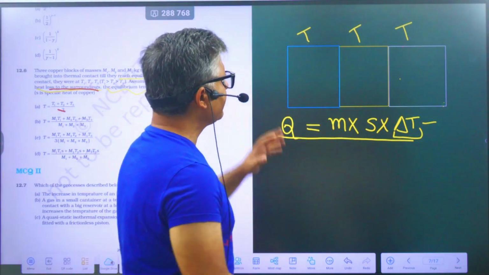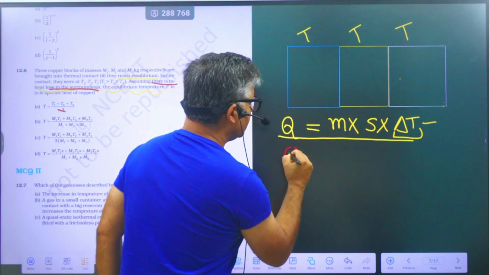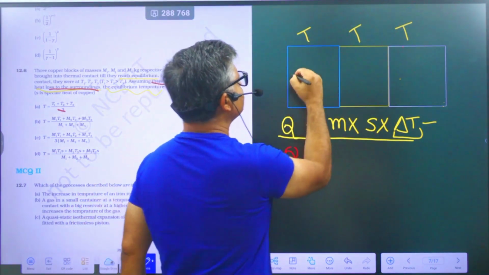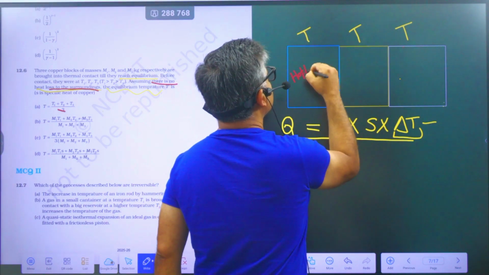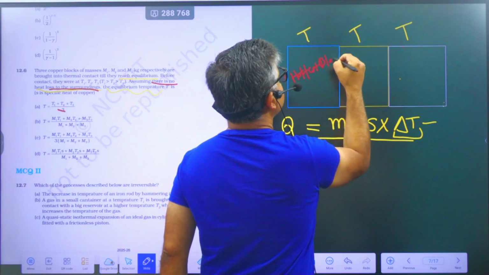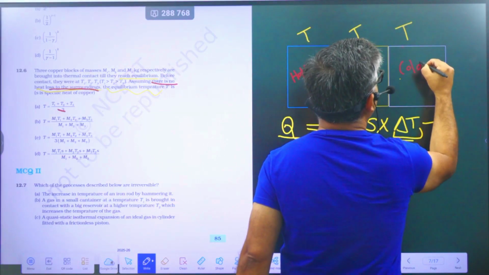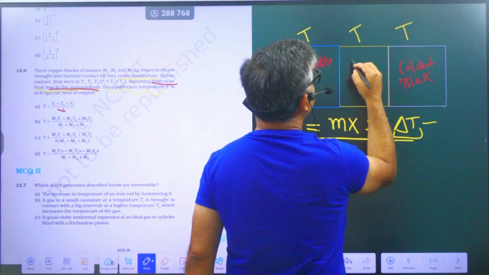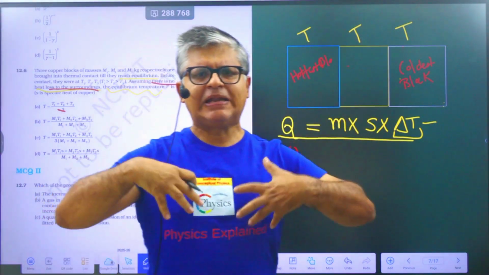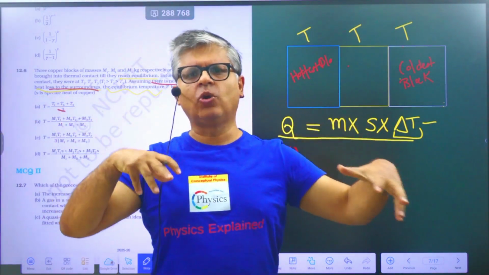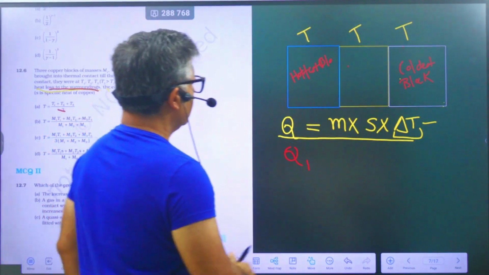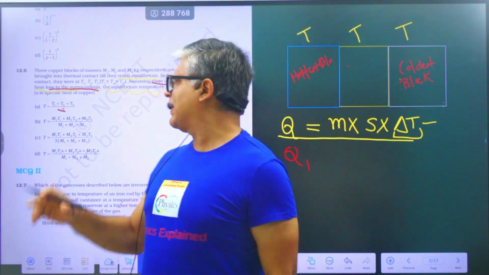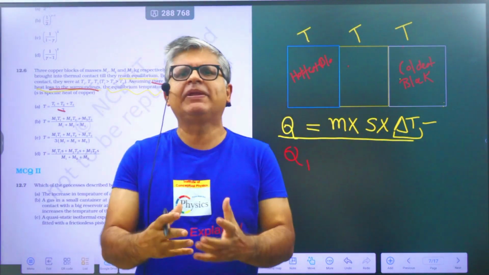Now, let's say the heat gained or lost by block number 1, which is the hottest, right? So this is your hottest block, and this is your coldest block, and this is your middleman, sitting between the hottest and the coldest one. Now assume that the final temperature of all the blocks becomes T, which is your equilibrium temperature.